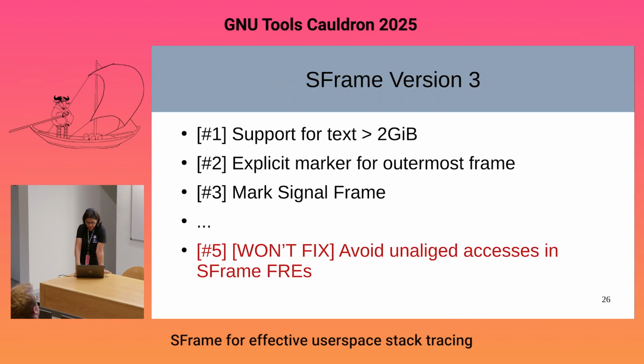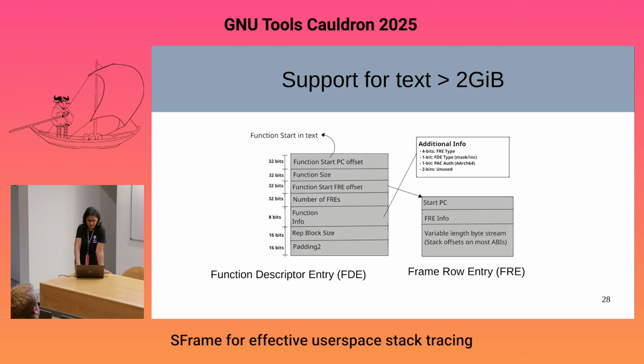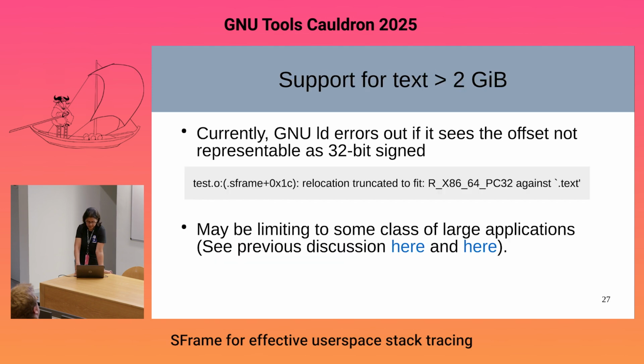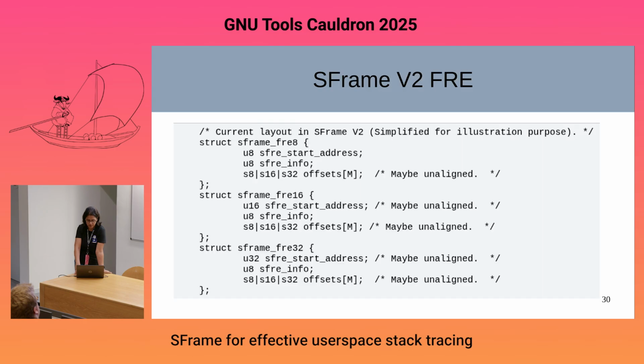Okay, so we talked about two of those items, right? We talked about support for text greater than 2 GiB, and marking outermost frames. Oh, I don't have a slide for signal frame. Oof, okay.